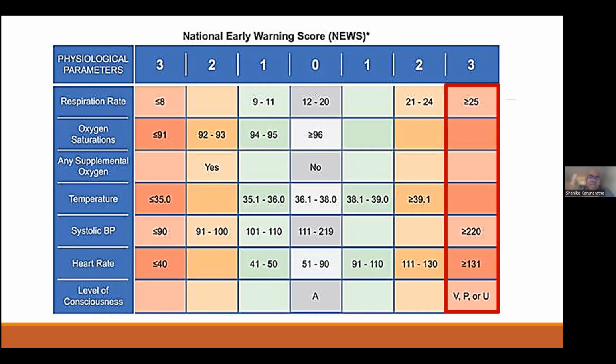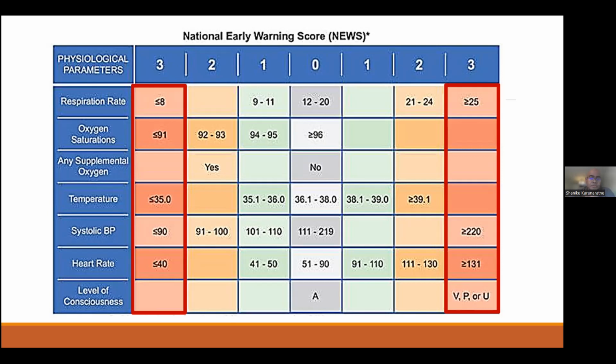When the patient is slowly deteriorating, they can go into either high rates or very low rates. You don't have to remember each and everything, but you have to know the characteristics that flag it as a score of 3, the highest score. A respiratory rate more than 25 or less than 8 is a high score. Oxygen saturation less than 91 is taken as a 3, the highest score. Temperature less than 35, severe hypothermia, is taken as a high score. And systolic BP less than 90 or heart rate less than 40 or more than 131 is taken as the highest score.